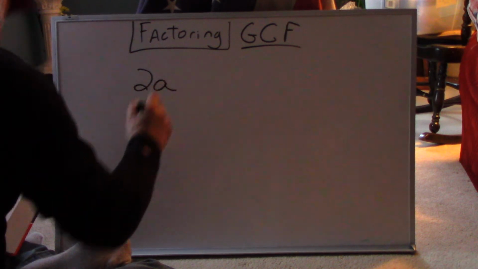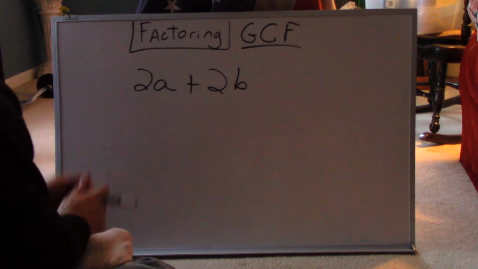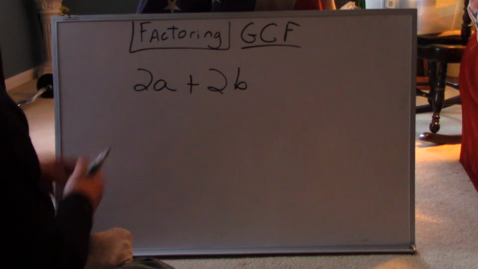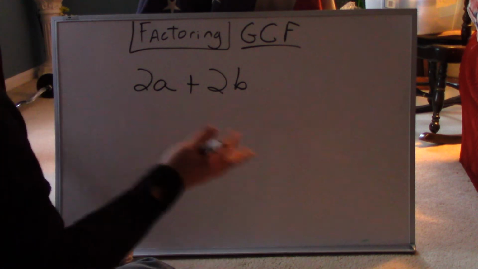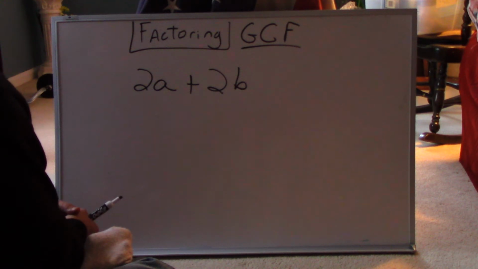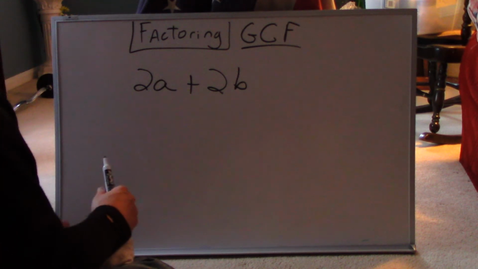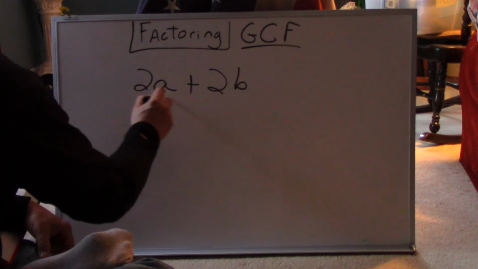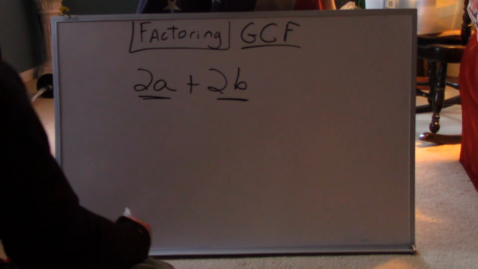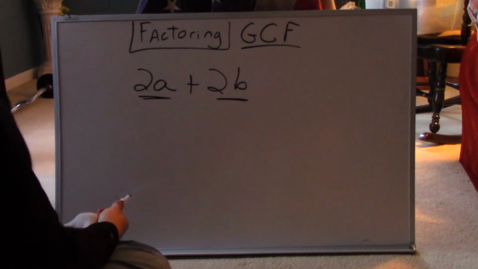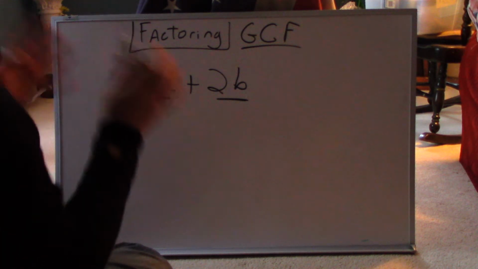Let's look at some of this. 2a plus 2b. The teacher tells you to factor. How do you do this? First of all, you must understand that factoring is a form of reducing. So we have to ask ourselves, what can go into 2 and what can go into a and b? Because we have two expressions here, the 2a and the 2b. Those are two monomials. We ask ourselves first the number, then the variables.